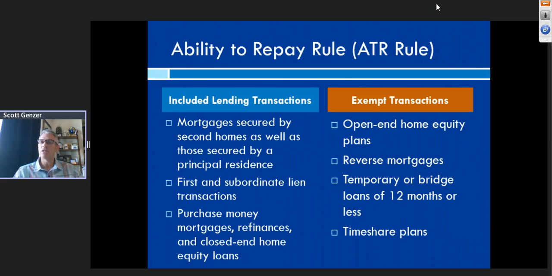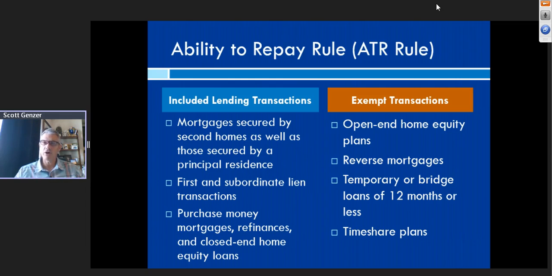So what's included in the TILA's ATR rule? Primary as well as second homes, first and second or subordinate liens, purchase money mortgages, refinance, and closed-end equity loans. So subordinate liens that are closed-end are included. What's not included? HELOCs. Unless it exceeds the HOPA thresholds, there's no regulation that we have to have ability to repay on a HELOC. There's shown very little evidence that people were put in a bad position or overextended themselves, et cetera. They can go get a credit card or they can get a HELOC. They're going to spend the money either way.